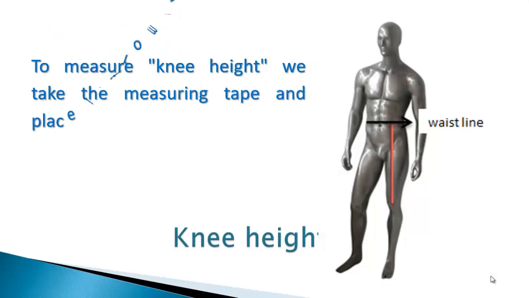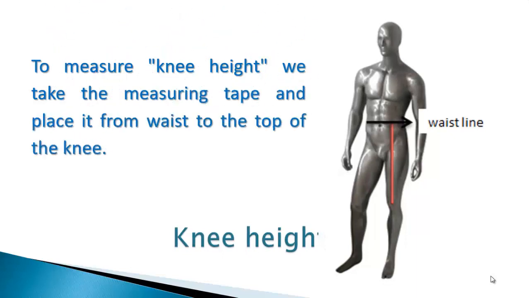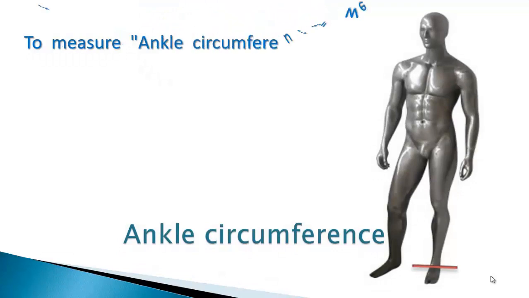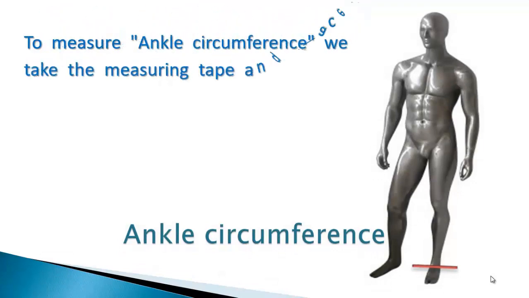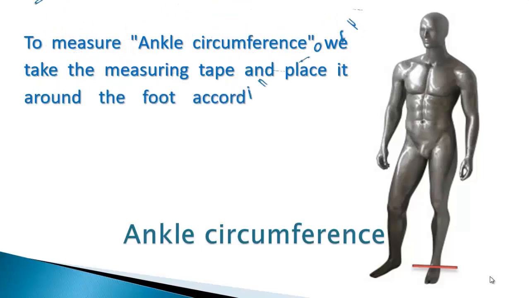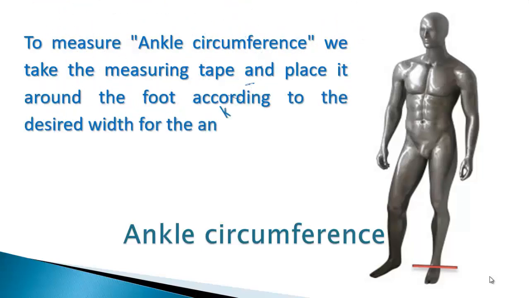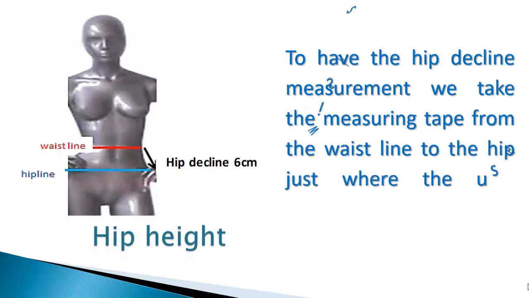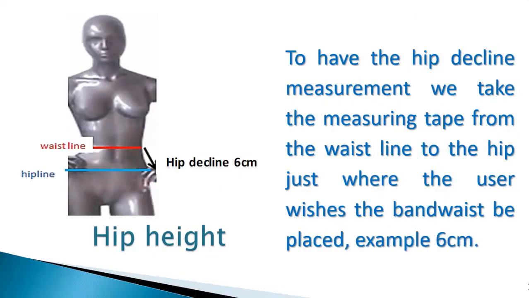To measure knee height, we take the measuring tape and place it from the waist to the top of the knee. To measure ankle circumference, we take the measuring tape and place it around the foot according to the desired width for the ankle. To have the hip neckline measurement, we take the measuring tape from the waistline to the hip, just where the user reaches the waistband. In this example, we are going to use 6 centimeters.